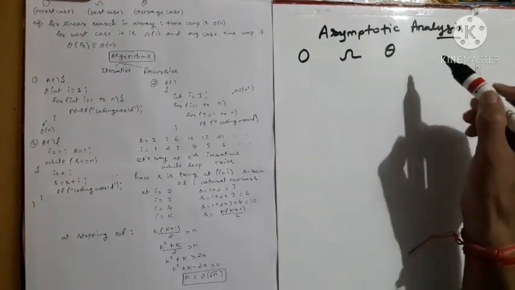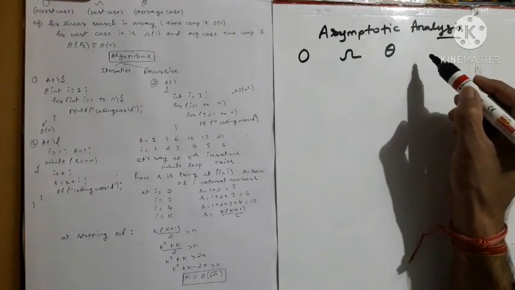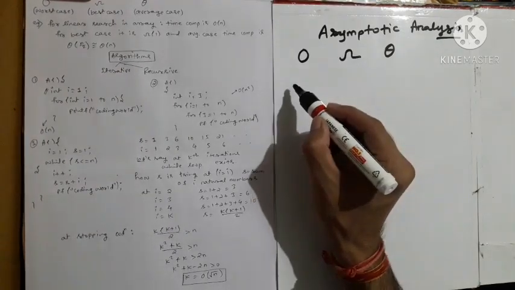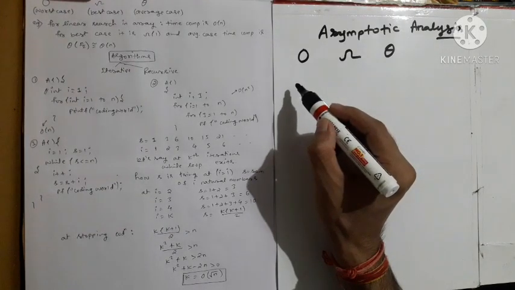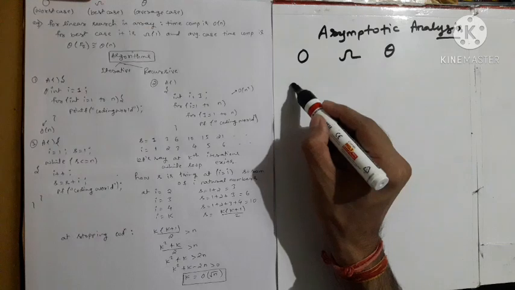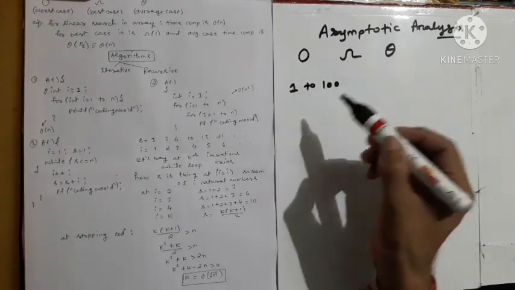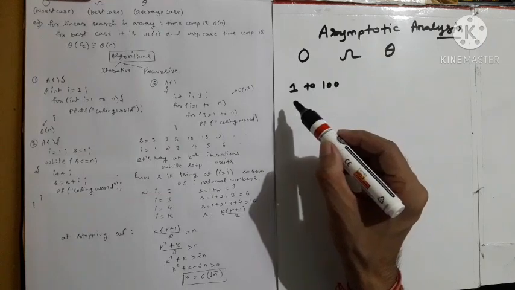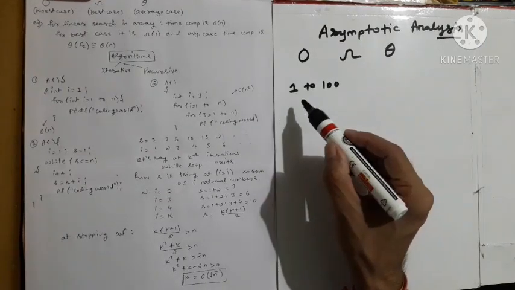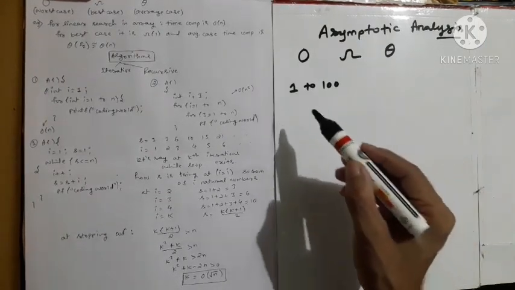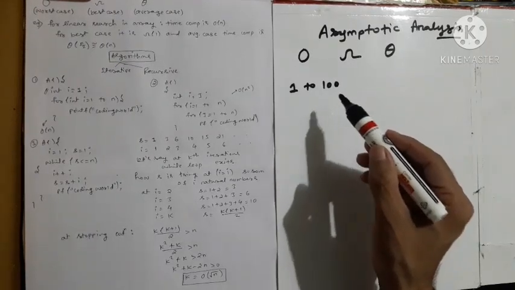Suppose we are given a problem, and in this problem we have to print the numbers from 1 to 100. We have been given a coding problem in which we will print all the natural numbers including 1 to 100, and 100 is also included.